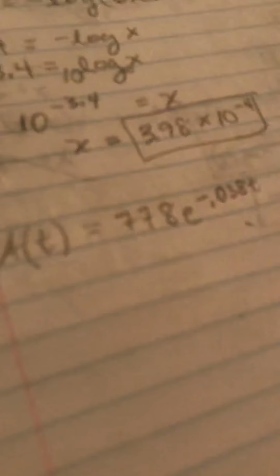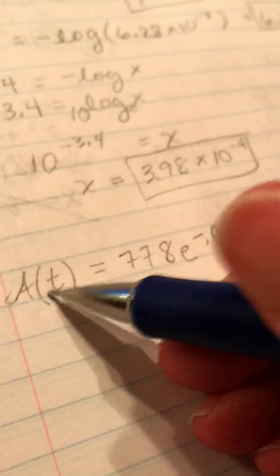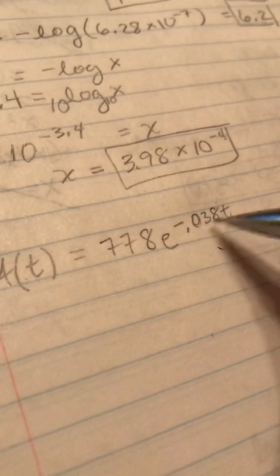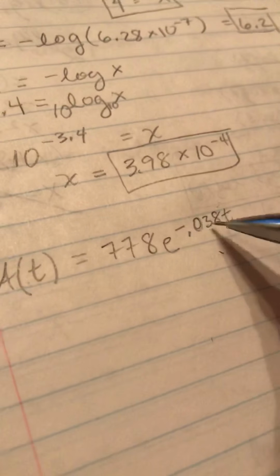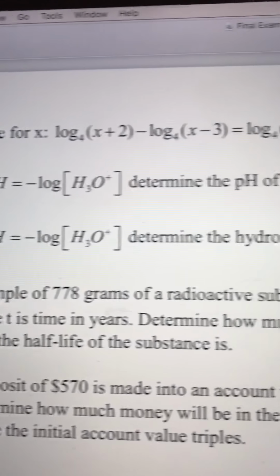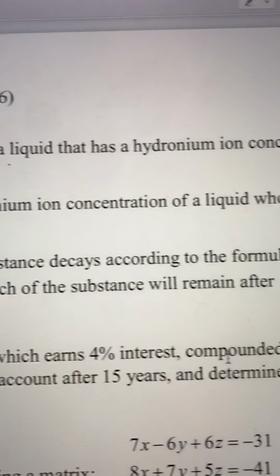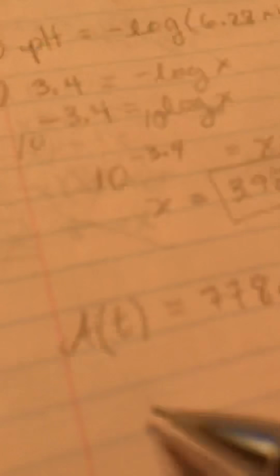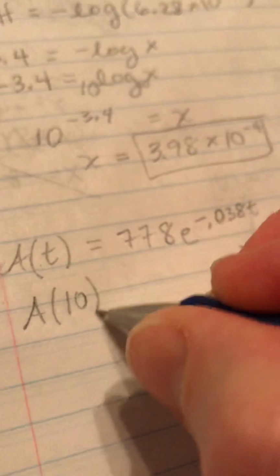All right, I'm writing down this function. So we have this amount at time t is equal to this number, which is the initial amount, times this exponential decay situation. When the power is negative, it's always decay. And that's what a radioactive substance does. T is time in years. It says determine how much of the substance will remain after 10 years. How much of the substance will remain after 10 years is just what's A of 10.